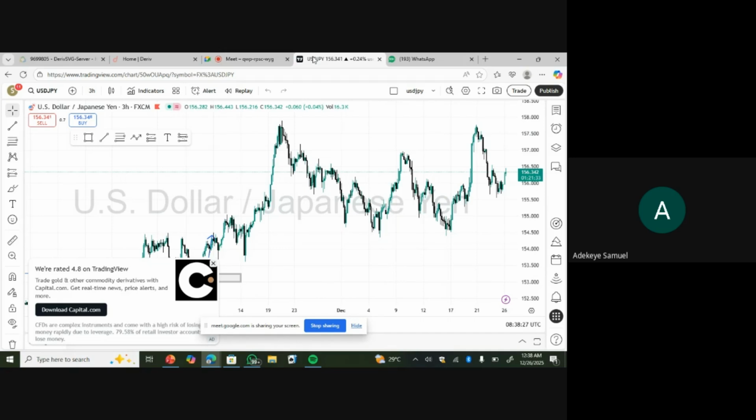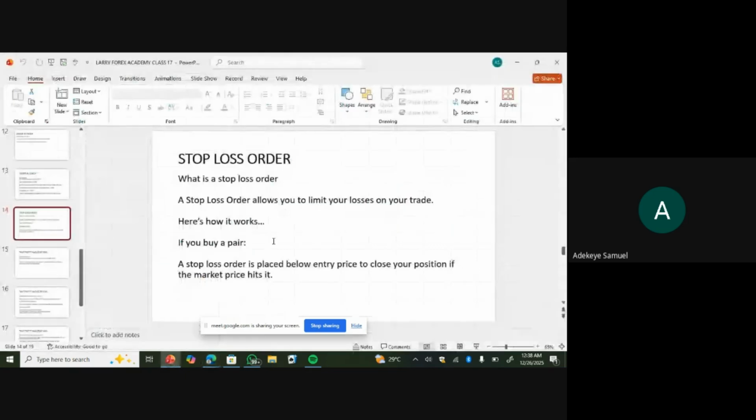All right, now let's get to the work of today. So, what is stop loss? What is take profit? Stop loss allows you to limit your losses on your trade. It allows you to limit your losses on your trade.